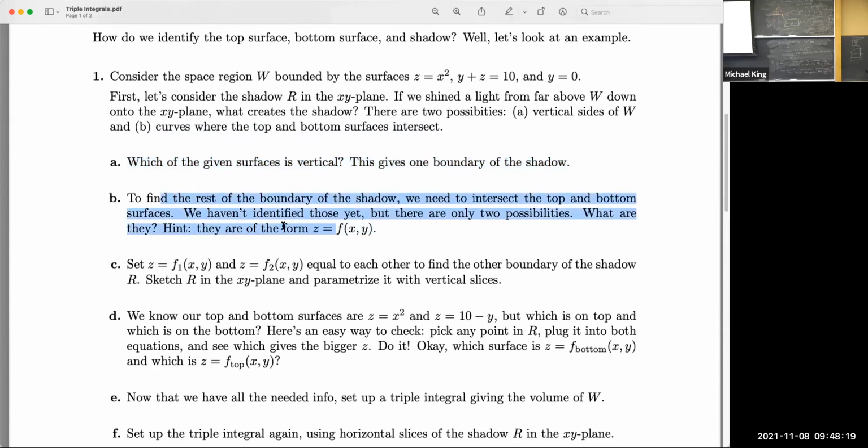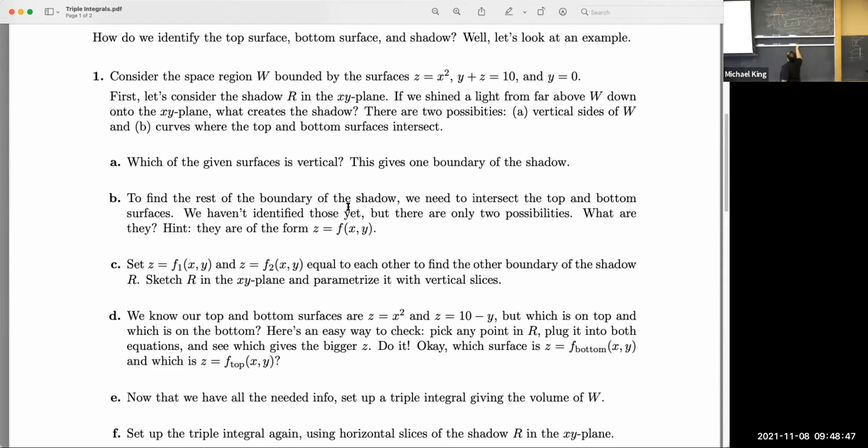Here's the thing. I showed you in Mathematica what the picture looked like. But what if you were just trying to do this by hand? What if you were doing this 50 years ago, when people didn't have Mathematica to play with? The only thing we would really need is to identify which surface is on top and which is on the bottom.